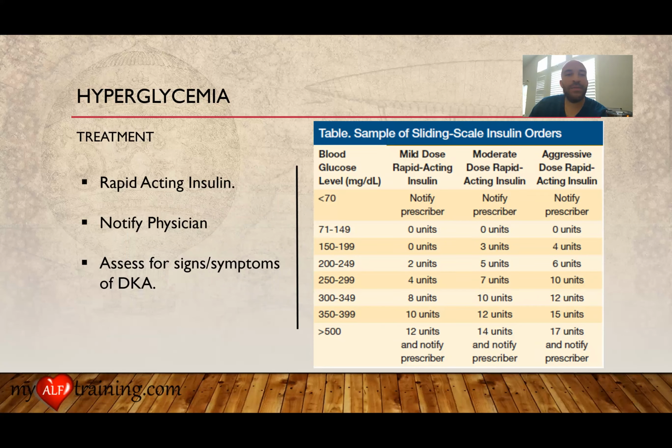So treatment for hyperglycemia would usually be a rapid acting insulin, notify the physician, and assess for signs and symptoms of DKA. So very, very simple there. And I have the table showing you a sample of sliding scale insulin orders. But again, with diabetes and especially with hyperglycemia, it's very individualized, as I'm sure you know in your practice, in the numeric value of insulin and the type of insulin that the doctor chooses.